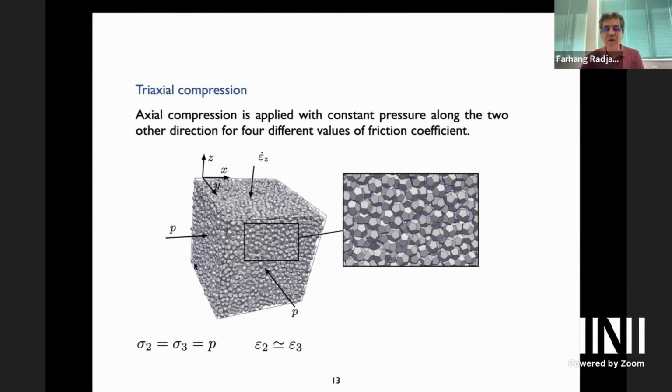and the pressure P is applied in the 2 lateral directions. So basically, the symmetry is axial, so we have a transversely isotropic symmetry in this problem. So sigma 2, the 2 stresses along the 2 directions are equal to P, and generally we also have the 2 deformations, the 2 strains along these 2 directions equal together.